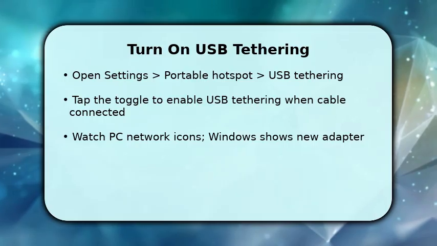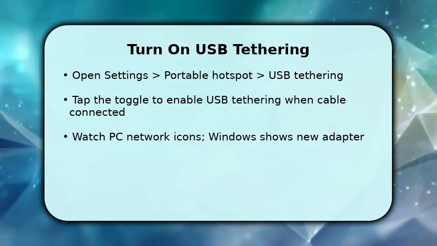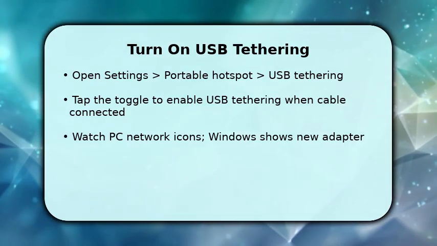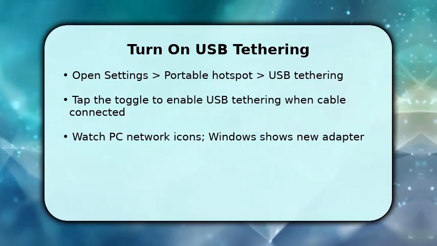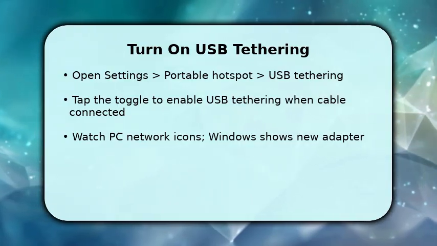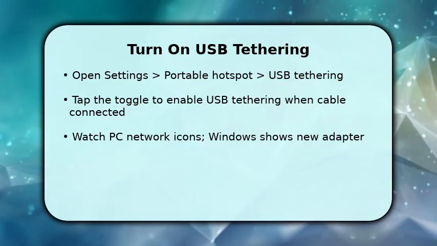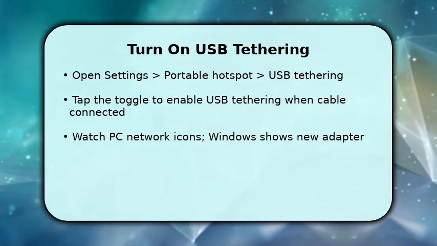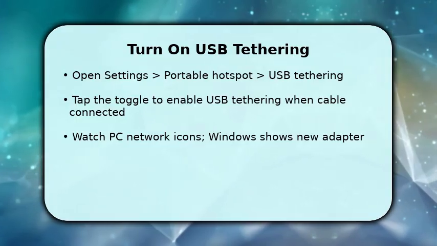Now enable the tethering feature. Open Settings, go to Portable Hotspot, then find USB tethering. Once the cable is connected, toggle USB tethering on. The phone shares its mobile data over the USB link. The why is simple. This converts your phone into a network interface for the PC, so it uses cellular internet.